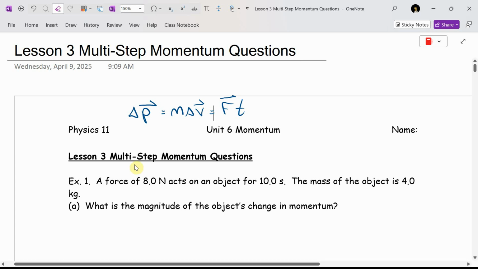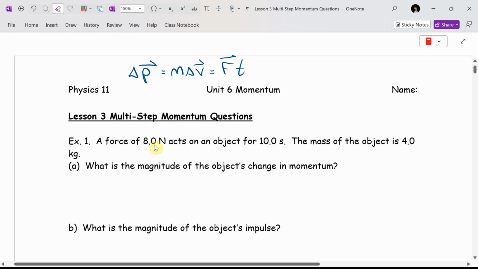I called this multi-step momentum questions. We're going to get into some fairly long questions where we're not going to panic. We're going to ask, okay, what else can I find? What else can I find? What else can I find? But first, Owen, we're going to start with example 1. Example 1 says, a force of 8 newtons acts on an object for 10 seconds. The mass of the object is 4 kilograms.